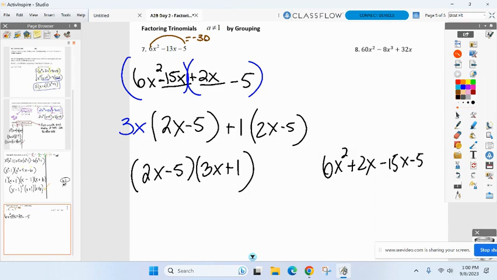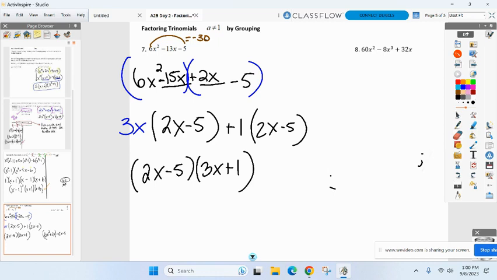Oh, I didn't put the x with the 15. Yeah, that's what I did. Make sure, because they have to get 13x in the middle. So 3x plus 1, yeah. I just forgot the x. Okay, we're good. Good talk.